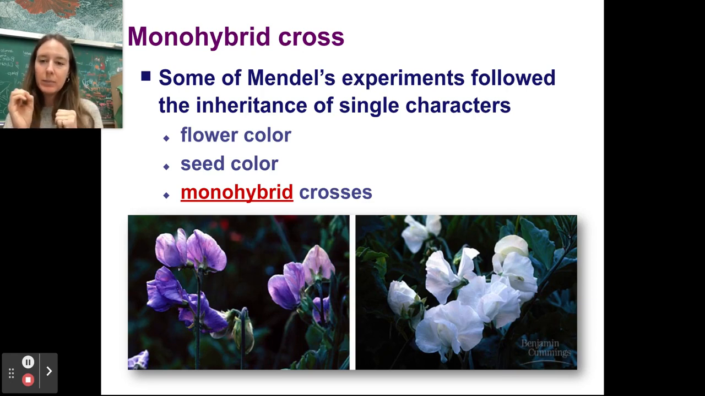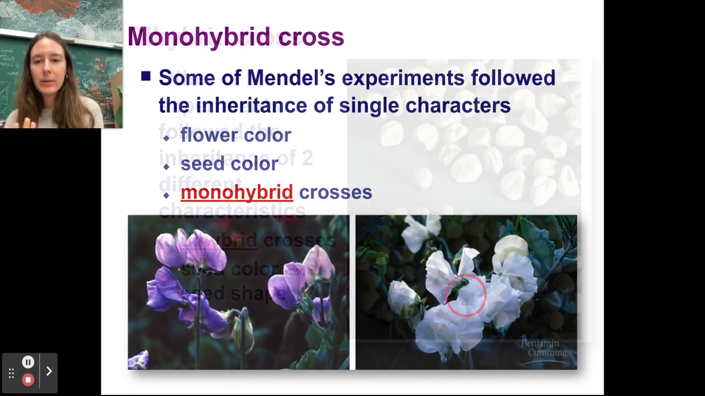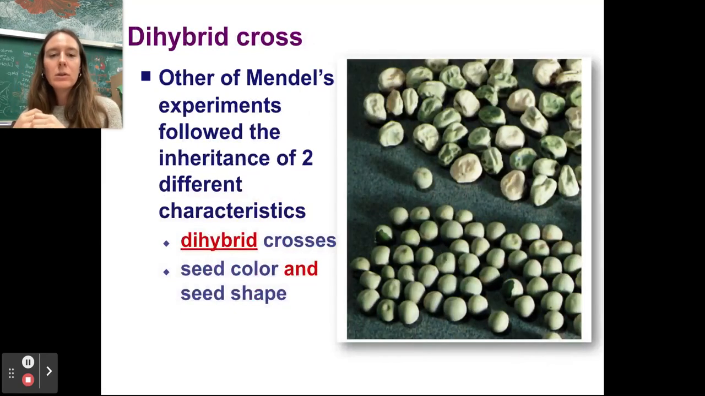If Mendel was looking at the pea plant seeds and crossed a green and a yellow, he was just looking at the seed color. That's called a monohybrid cross. Okay, he's just focusing on how one trait is passed down. However, we need to learn about this new term called a dihybrid cross, right? Di means 2. What is a dihybrid cross? Well, this is a different experiment. So Mendel was looking at different things. In dihybrid crosses, Mendel is looking at the inheritance of 2 different characteristics or 2 different traits. We call this a dihybrid cross.